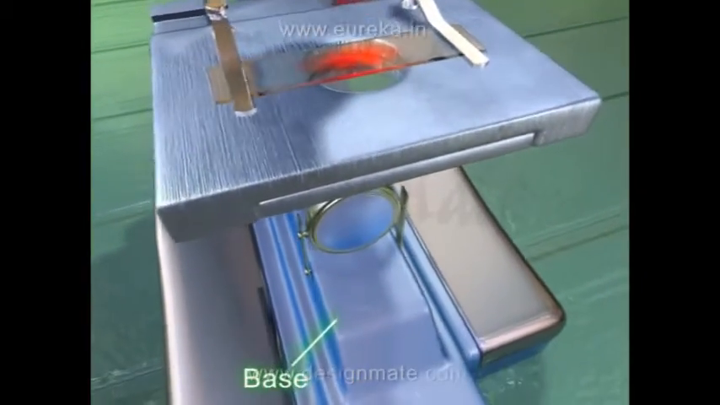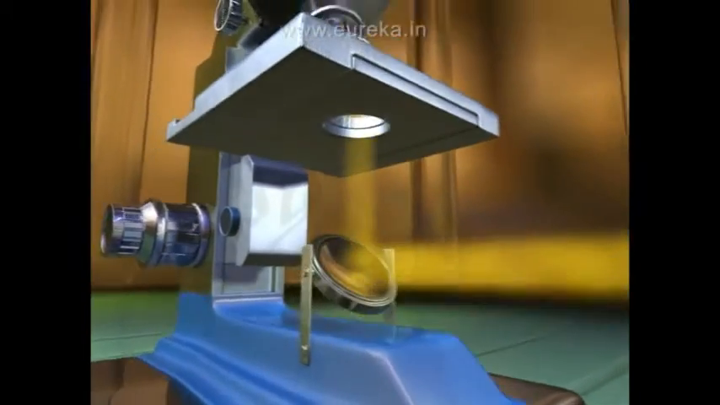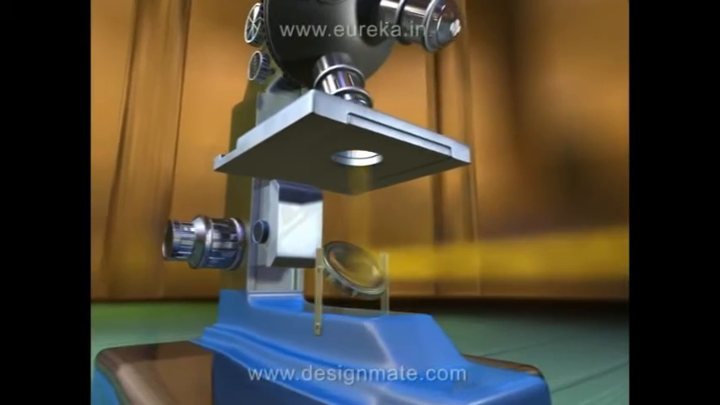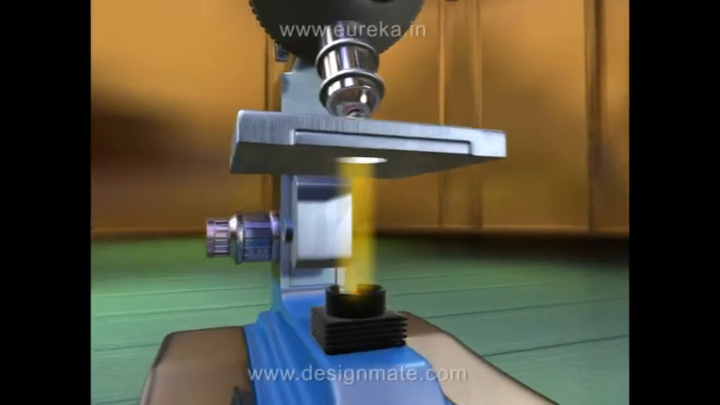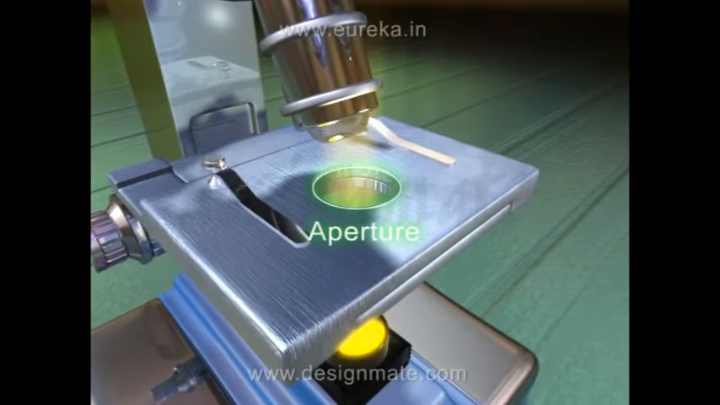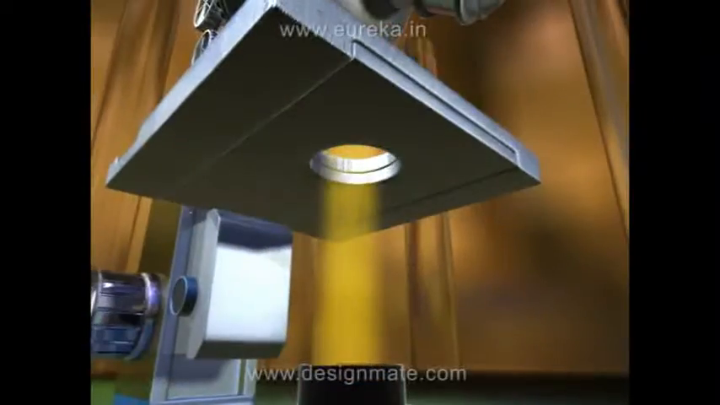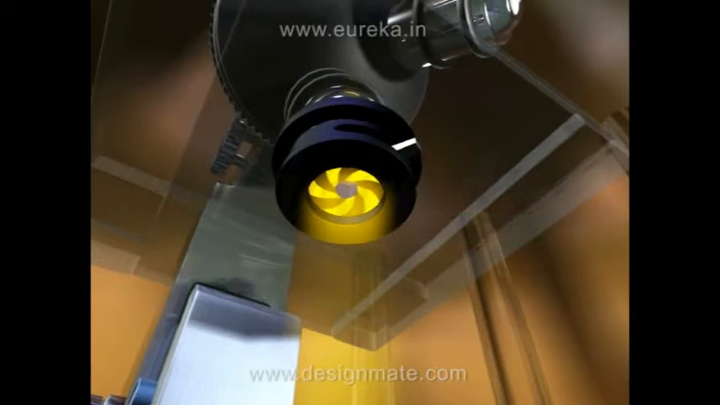At the base of the microscope, we have a mirror, which focuses the light to the bottom of the stage. Some microscopes use a light source to produce light. The stage has an aperture that allows the light to pass through the specimen for viewing it better. This is the diaphragm, which controls the amount of light going through the aperture.